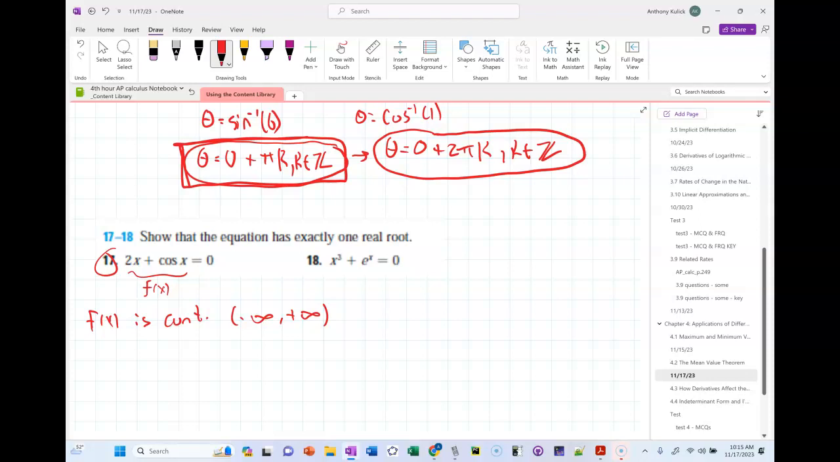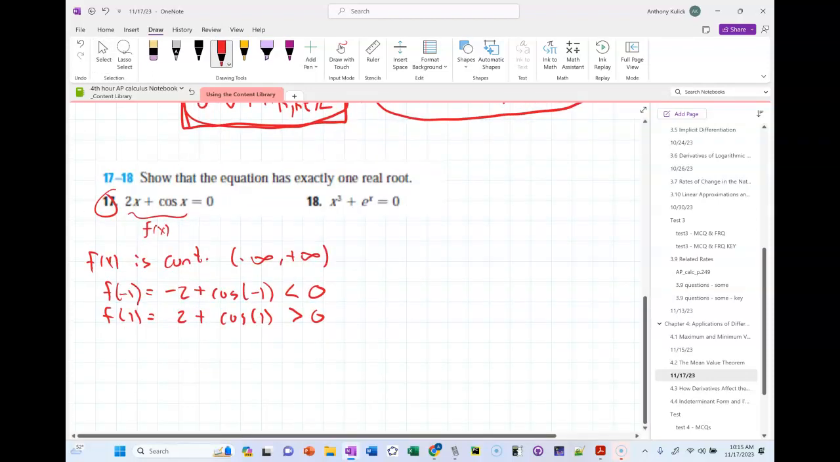So my first goal is to show that I have one root somewhere, and I'm going to use the intermediate value theorem to get that. Now, easy way to do that is just pick f of -1. So -2 plus cosine of -1. Well, that has to be negative, right? Because the biggest value at worst cosine could be +1, which will still give me something negative. And I'll do the same thing with +1. So I get 2 plus cosine of +1, which again must be positive because the smallest cosine can be is -1.